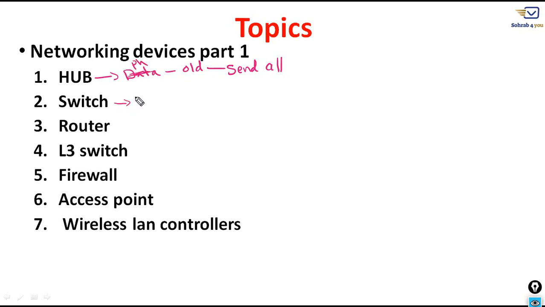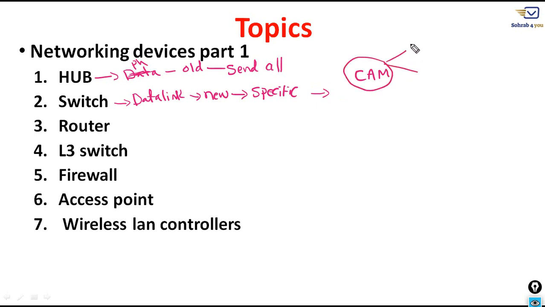And comes the switch. Which layer does the switch belong to? It belongs to the data link layer. Compared to the hub, it is a newer technology, and it's not going to send the data to all. It's going to send the data to a specific device. And it has a table. What is the name of the table? It's called the CAM table. This CAM table is made up of how many parts? Two parts. It consists of the switch port number and the MAC address of the devices connected to it.